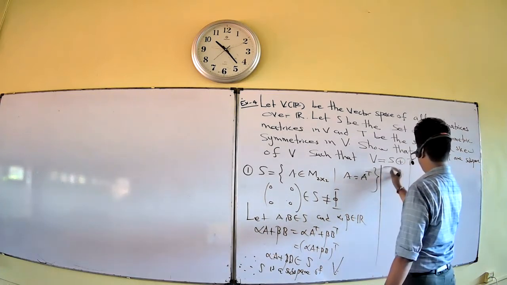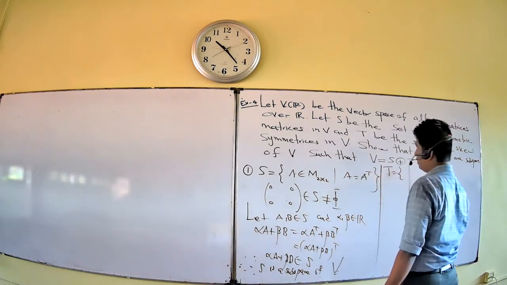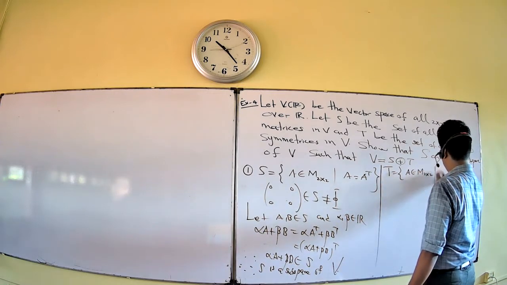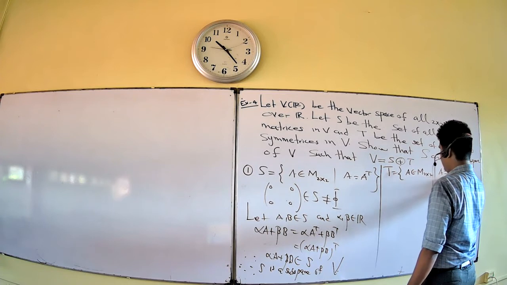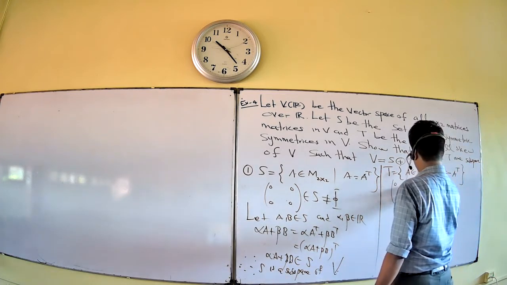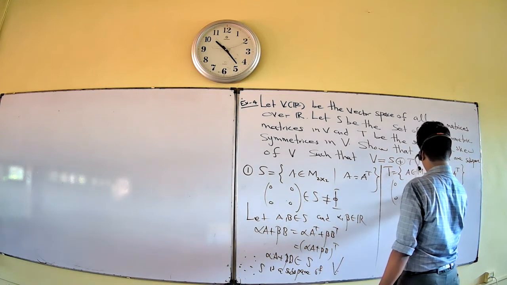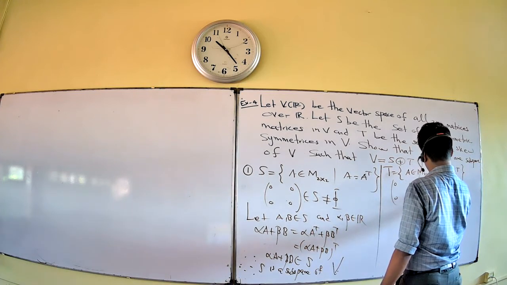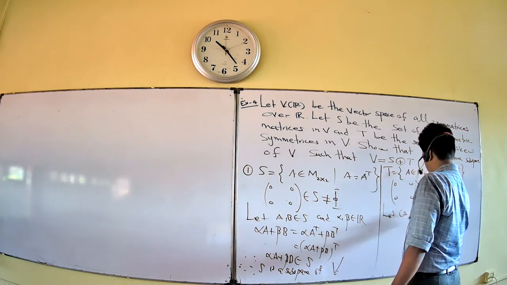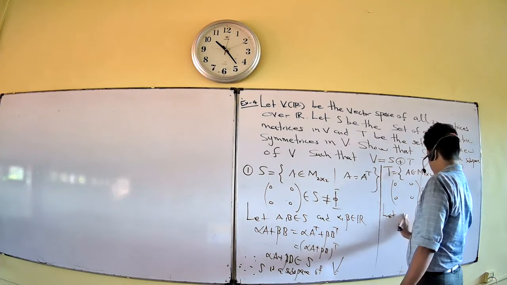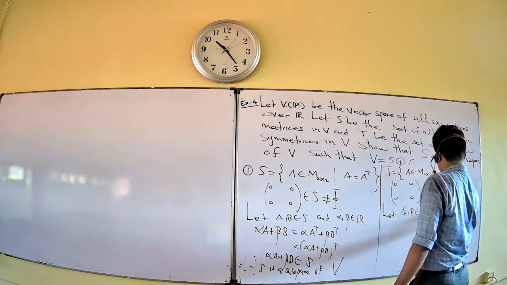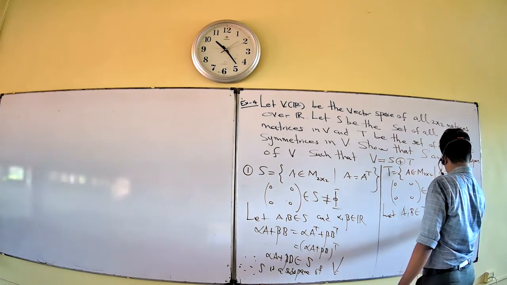you take T, the set of all skew symmetric matrices. Therefore, A belongs to M2 cross 2 matrices, A equals minus A transpose. So here the zero matrix, 0, 0, 0, 0, belongs to T. Therefore, it's not empty. Right? Let this A, B belong to T and alpha, beta belong to real numbers.